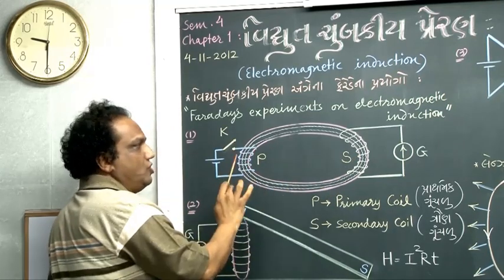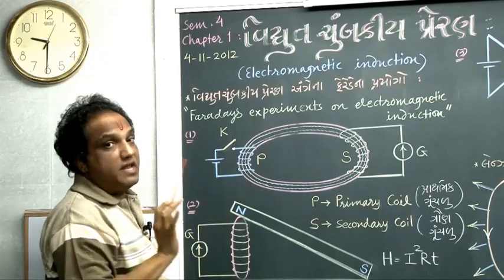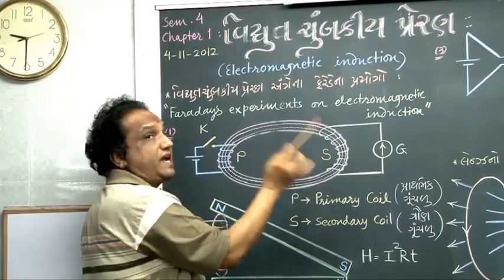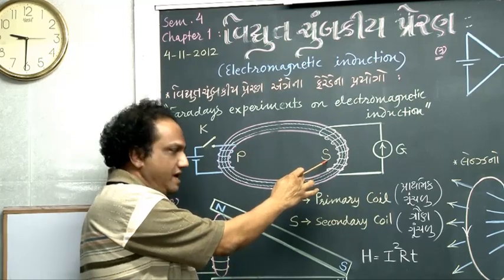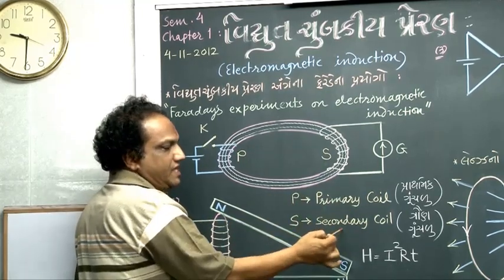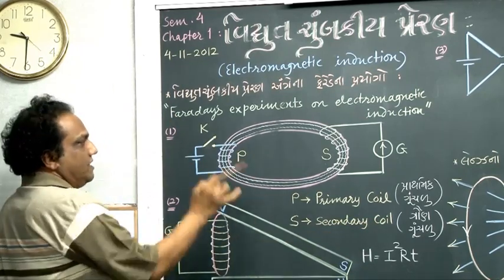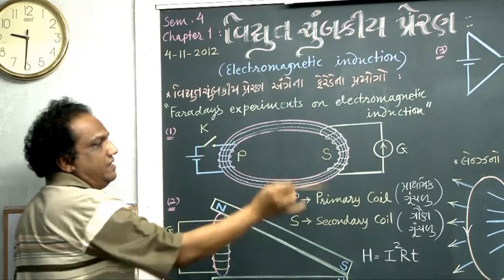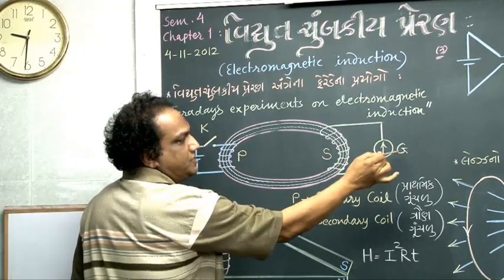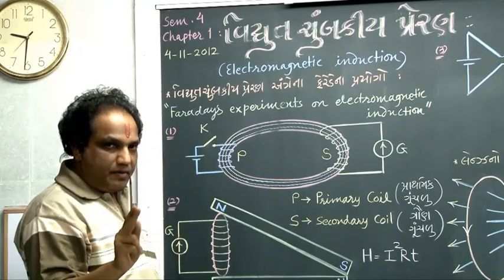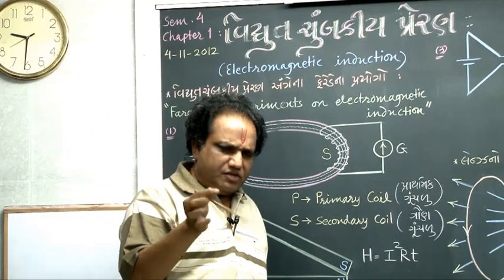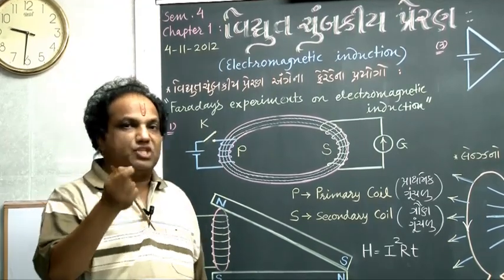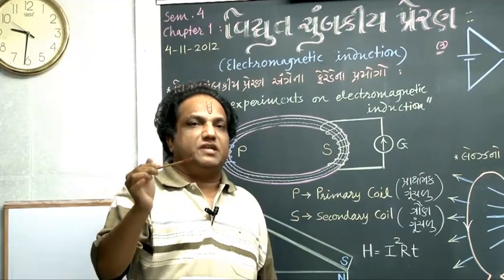Out of these 2 coils wound on opposite sides, let us call one coil the primary coil, which I have shown in the figure by symbol capital P, and let us call the other the secondary coil, shown by symbol capital S. P for primary coil and S for secondary coil. Fine. Then this primary coil is connected with a battery and a key. And this secondary coil is connected across some sensitive galvanometer. A sensitive galvanometer is one through which even when a small current passes, it will show large deflection, and that too very promptly. The one whose response is very quick, very prompt, is said to be a sensitive galvanometer.